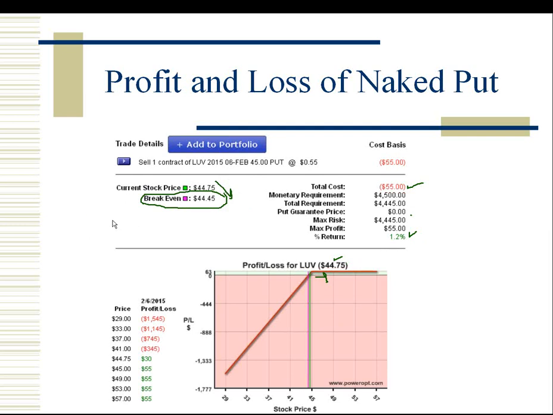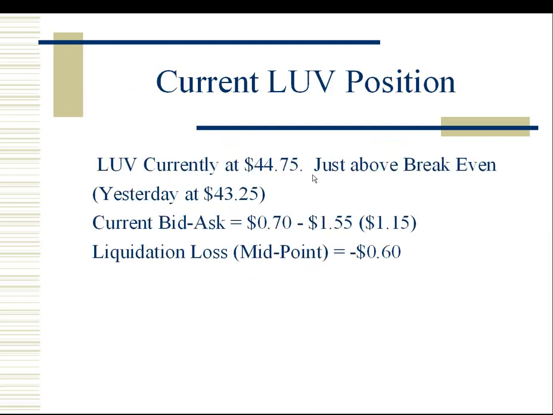Well, let's talk about our current position. LUV is currently at $44.75. It's about $11.20 this morning. It's just above our break even. However, yesterday it had dipped further below that. It was at $43.25. So that means we were down. Essentially, if we took assignment at 45, we'd have a loss of $1.75. So we buy the stock at $43.25 at 45, but we keep the 55 cents, so we'd be looking at a loss of about $1.20 on the position from our original cost basis.